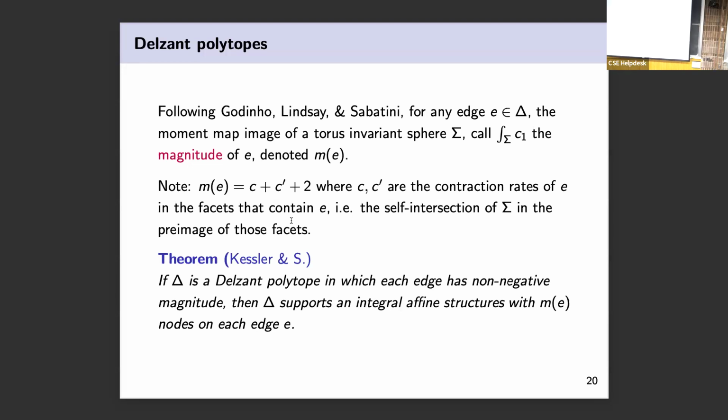Delzant polytopes are really nice because there's really only one way to put that integral affine structure on the vertex. It's very rigid. Liat Kessler is my collaborator on this. You can look at this and see that if you have a Delzant polytope, as long as each edge has non-negative magnitude, then the magnitude is the number of nodes it needs on the edge, and the polytope supports an integral affine structure. So this takes you outside of the world of reflexive polytopes, and it's a clean result.